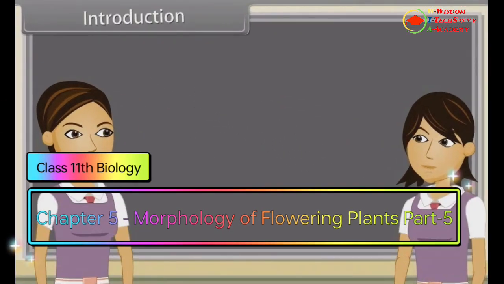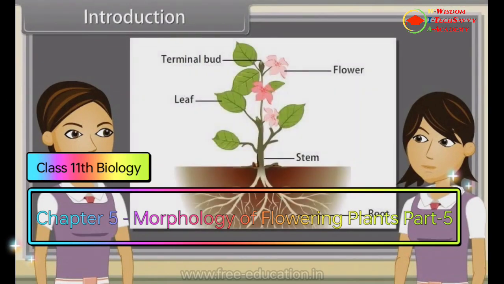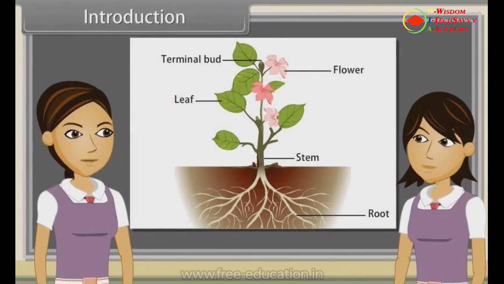Reproduction. When we observe a plant, we see that every plant has roots, stem, and leaves. Plants also have flowers and fruits. We have already discussed characteristics, types, modifications and functions of roots, stems, leaf, and inflorescence. Now we will study flowers.